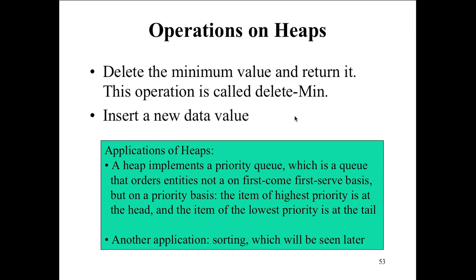So in terms of the application of heap implementations, it implements a priority queue. So we can take a priority queue implemented sort of as a min heap, in which the queue orders the entities not on a first come first served basis, but on a priority basis. So the items of the highest priority are at the head, and the lowest priority are at the tail. Tails are the leaves, the head is the root. So another application might be sorting.